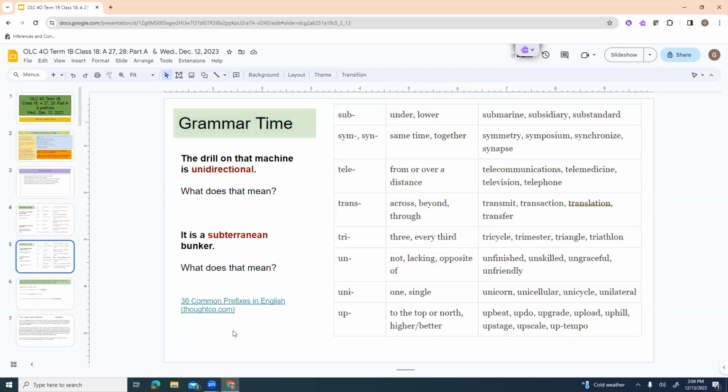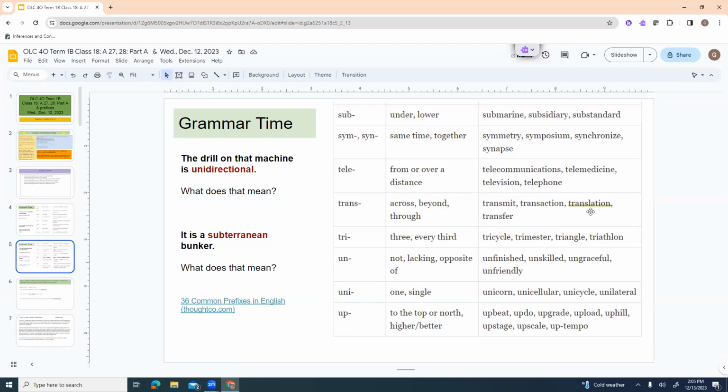Okay, here we have sub, which is under or lower, like submarine, subsidiary, substandard. Sim or syn, same time or together, symmetry, symposium, synchronize, synapse. Tele is like from or across a difference. So you've got telecommunications, telemedicine, television, telephone. Trans is across or beyond or through.